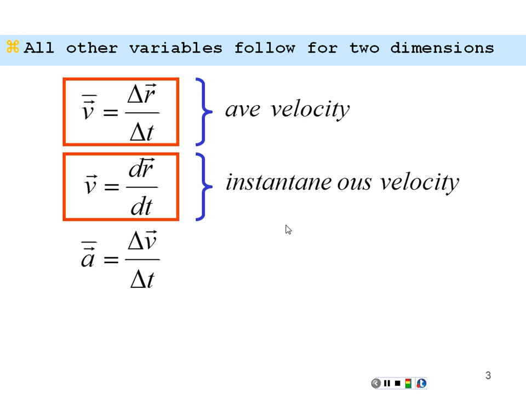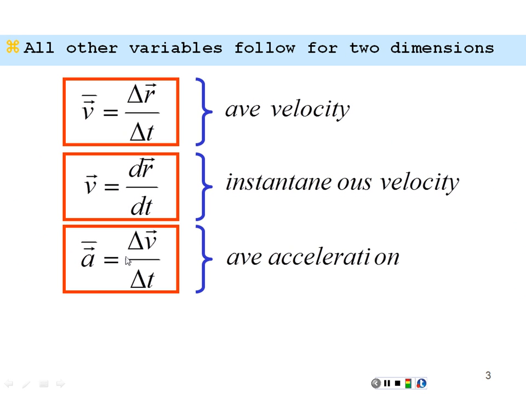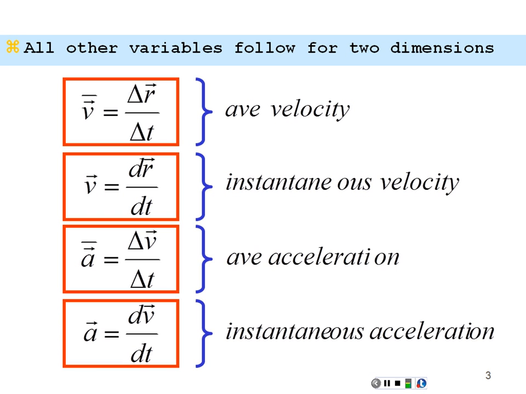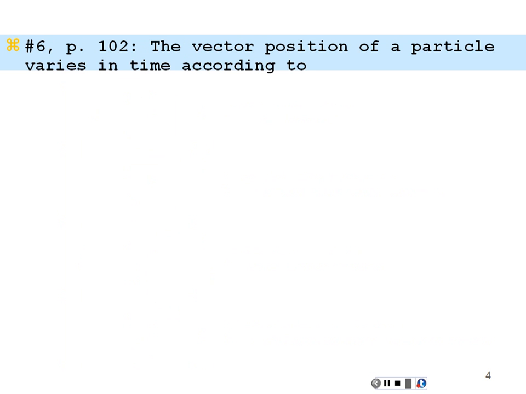I can have average acceleration, which is my change in velocity per time, still a vector, because I'm just taking a vector, dividing it by a scalar, change in time. And my instantaneous acceleration is my infinitesimal change in velocity in an infinitesimal amount of time, my dv/dt. All these stem from the fact that I've defined a displacement vector. Let's take a look at these types of expressions.